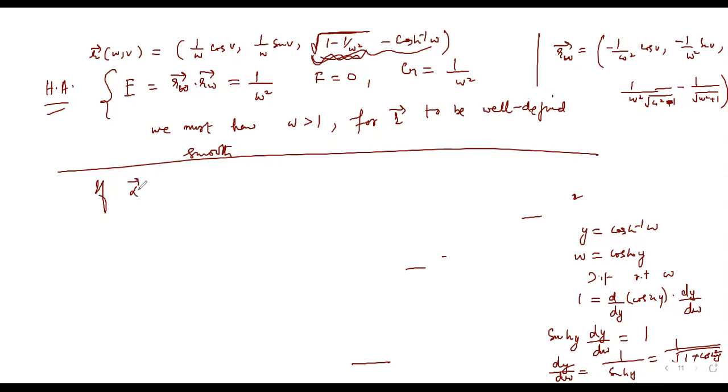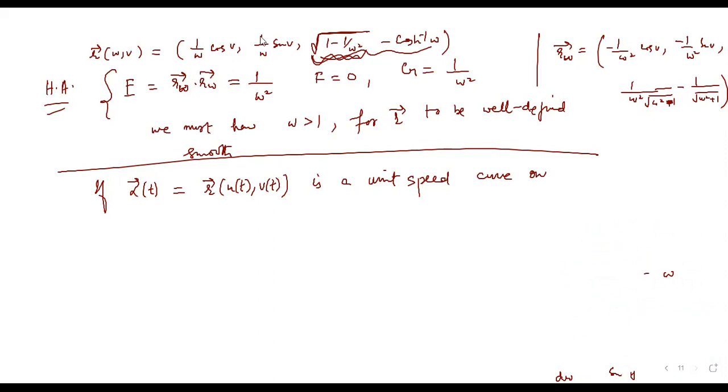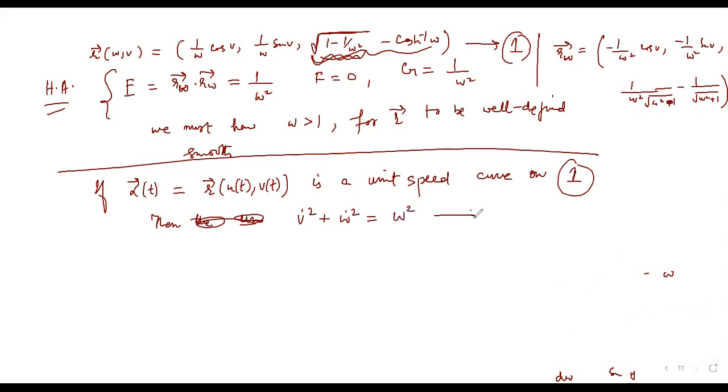Now if alpha at t is equal to r at u(t), v(t) is a unit speed curve on the pseudosphere that we did above, let's call it 1, on this parameterized version of the sphere, then the unit speed condition gives v dot square plus w dot square must be equal to w square. So this is our unit speed condition.